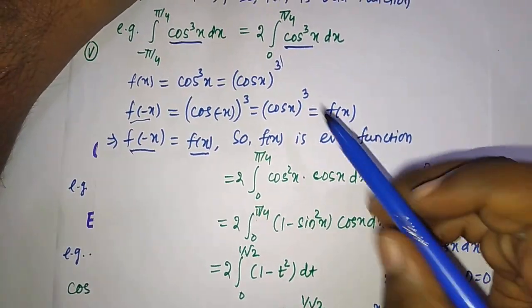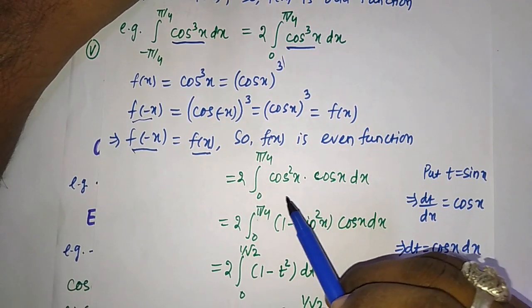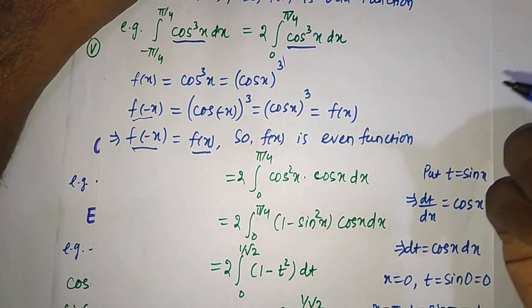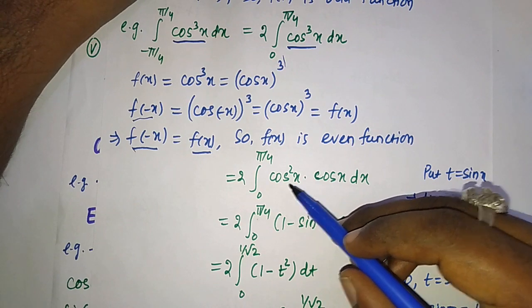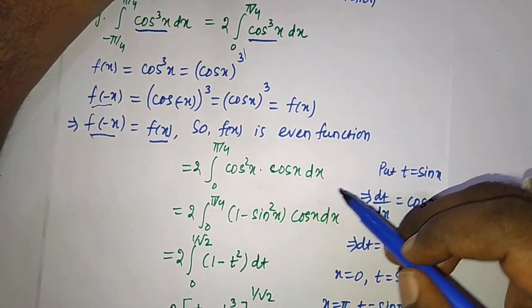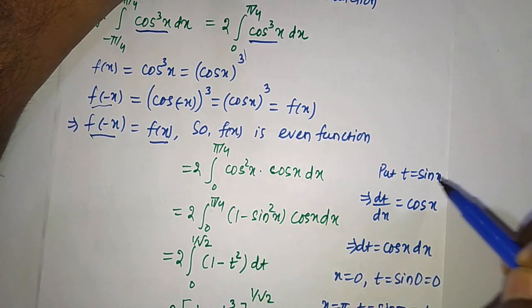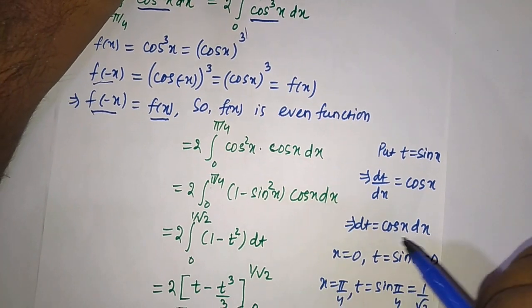Here integration of cos cube x, you know how to find it. You will split it like this, cos square x into cos x. Cos cube x means what? Three cos x are multiplied. Here you will split like this, cos square x into cos x. So in place of cos square x, you will put 1 minus sin square x. Then you will take t as sin x. Then its derivative will be cos x.